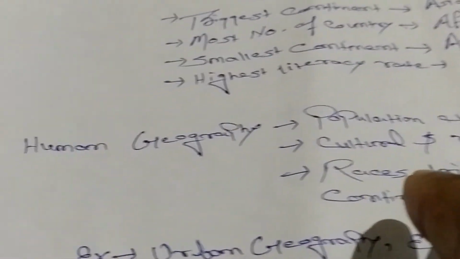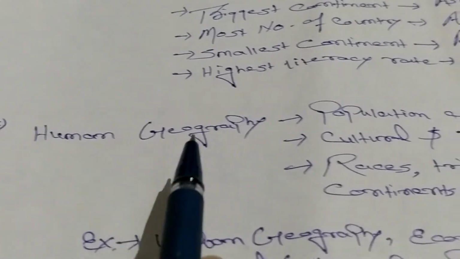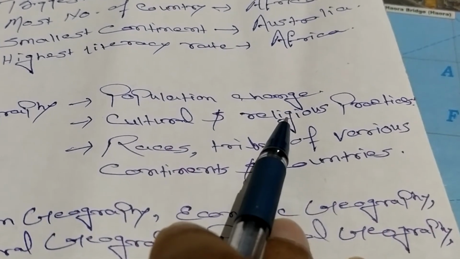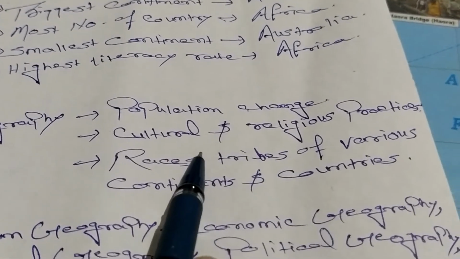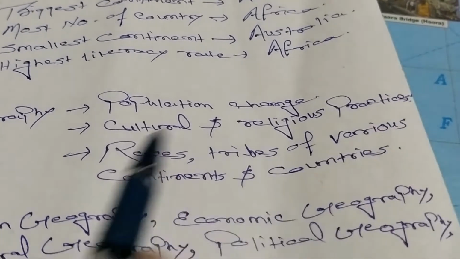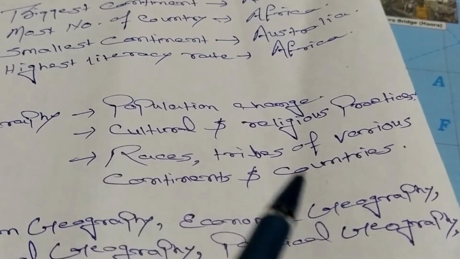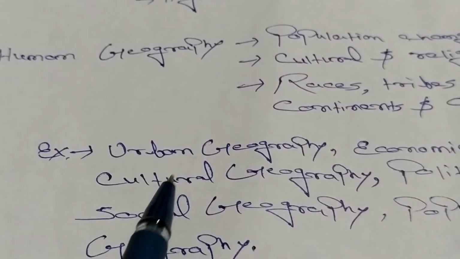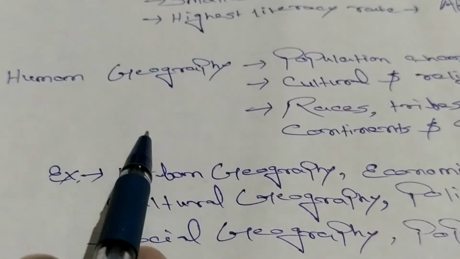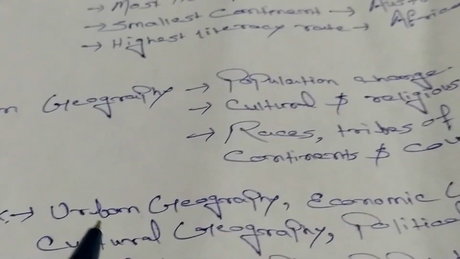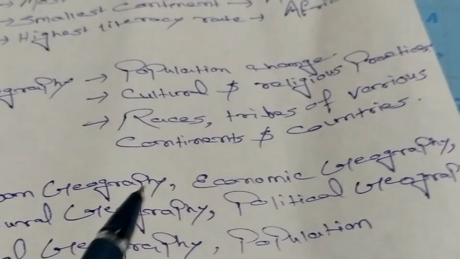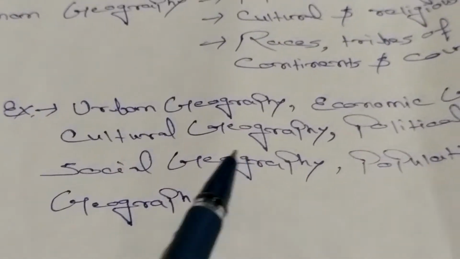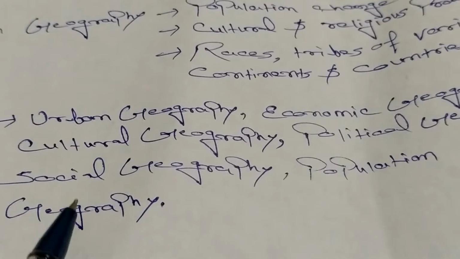Then comes human geography. In human geography, we will study population change. Okay friends, then culture and religious practices. Then races, tribes of various continents and countries. Okay friends, the study of humans is called human geography. Examples are urban geography, economic geography, cultural geography, political geography, social geography, population geography and so on.